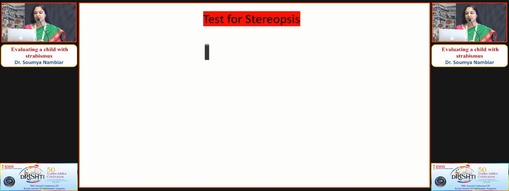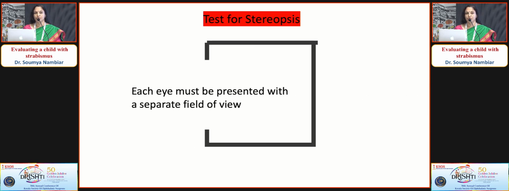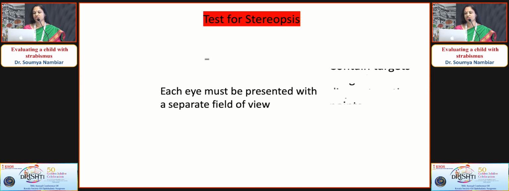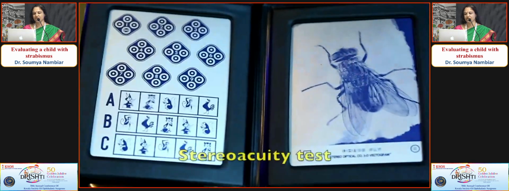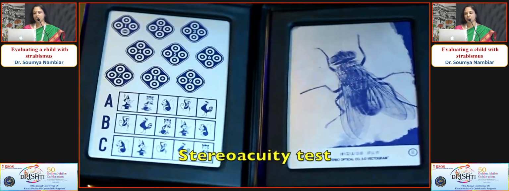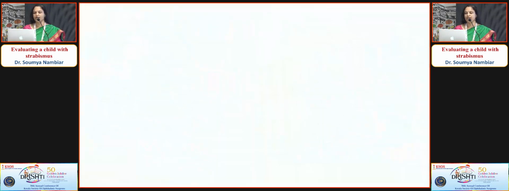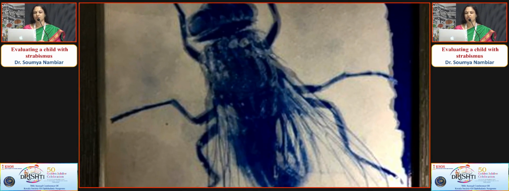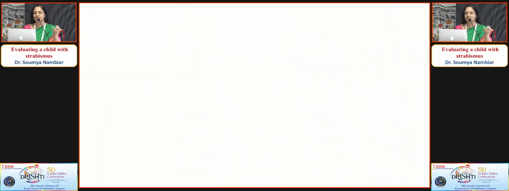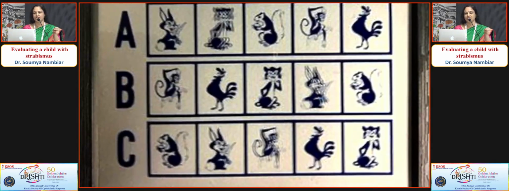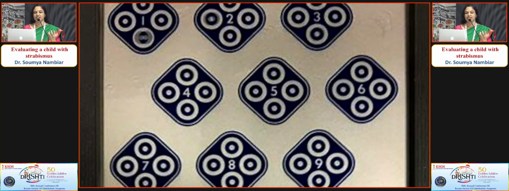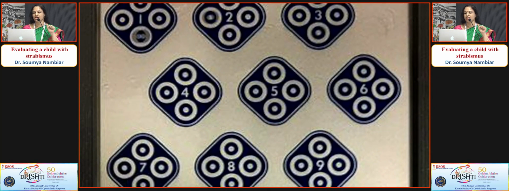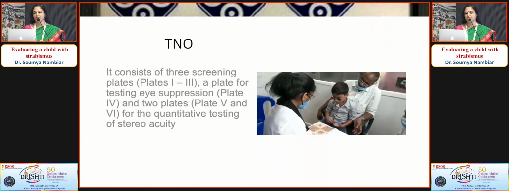Always start with the test for stereopsis, and there are different tests for stereopsis. What we usually follow here is the Titmus fly test. As you can see here, the child is asked to wear the Polaroid glasses and catch the wings of the fly. If the child has stereopsis, he catches above the book, and you have these grades of animals and these rings which are popping out. You can ask the child to press whichever is popping out. By this you can tell the stereoacuity.